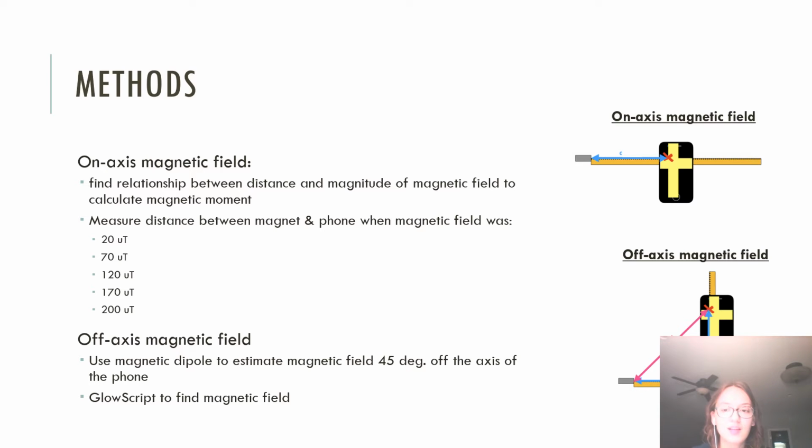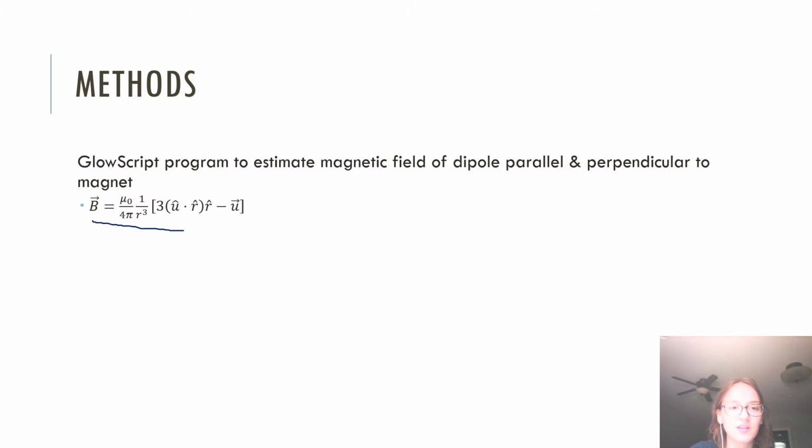For this part, we increased or decreased the distance between the magnet and the magnetometer to produce magnetic fields of the following strengths. Then we used that to calculate the magnetic moment of the magnet, and plugged the magnetic moment into a GlowScript equation to calculate the magnetic field at a location that's 45 degrees off axis from the magnet. This is the equation that GlowScript used.